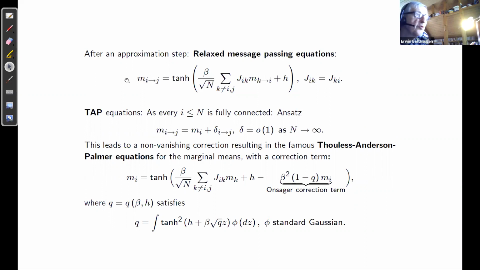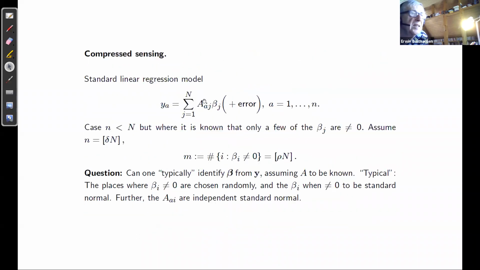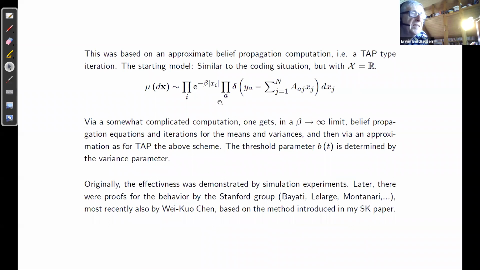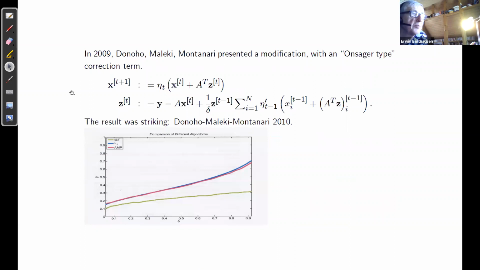But they are not on the full distributions, they are just on the means, and you're getting equations for the variances here. So that's what is happening. And then you are doing a further approximation step to go to this TAP-like business, and then you're falling on this type of equations.